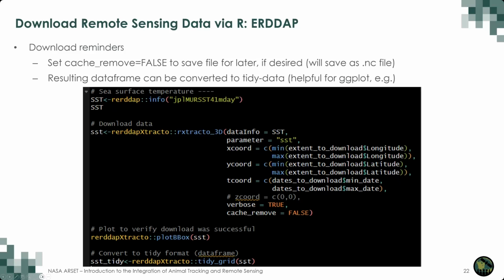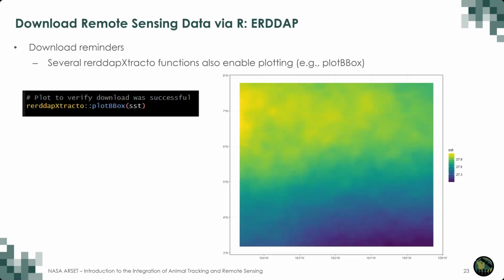I do want to make a note that sometimes if you're running into errors trying to download the data, you might need to uncomment this zcoord argument. So that just refers to altitude. And so some data sets have altitude where you just have to say 0, 0. I wouldn't worry about it, but sometimes if you have an error, then the zcoord thing might be your way to fix it. And so if we were to download the sea surface temperature, you can plot it.